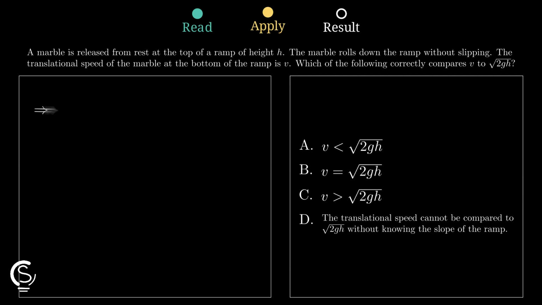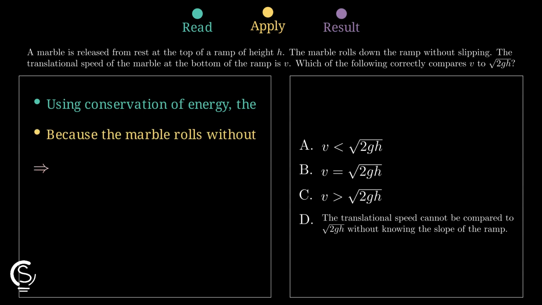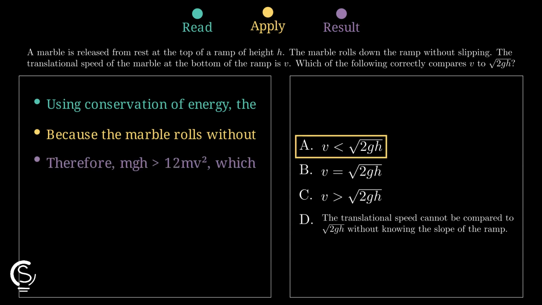Here is the key twist. Because the marble rolls without slipping, its energy is split into translational kinetic energy and rotational kinetic energy, not just the straight line term 1/2 mv squared. That means mgh is greater than 1/2 mv squared, so v squared is less than 2gh, and therefore v is less than square root 2gh.